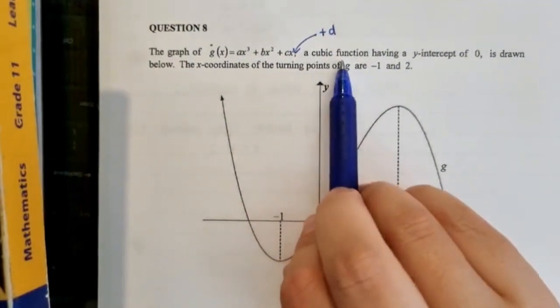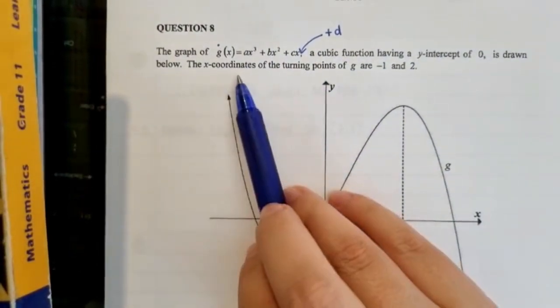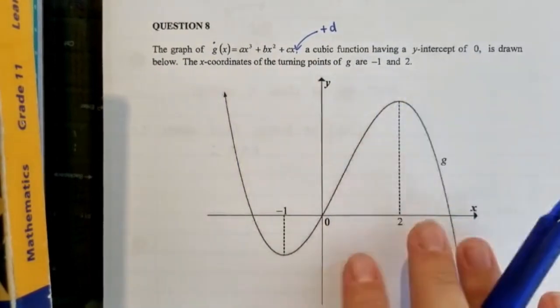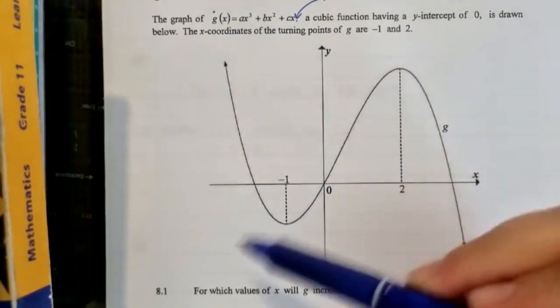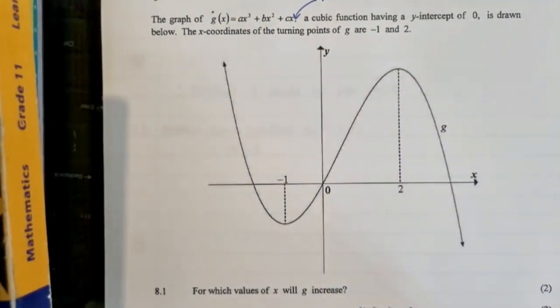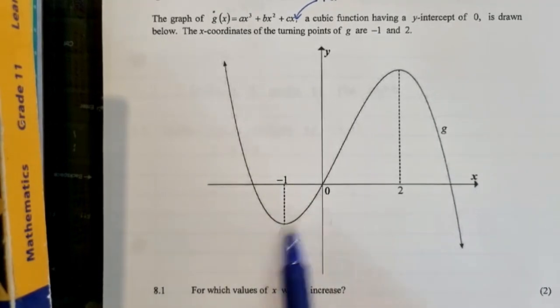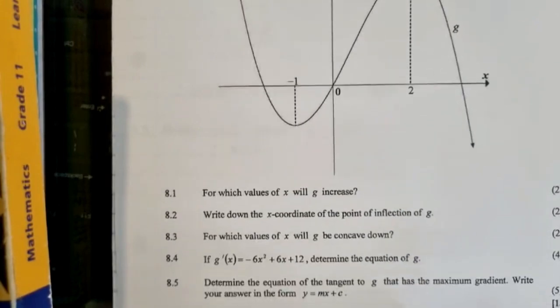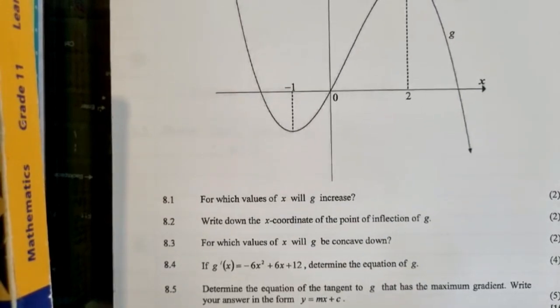Okay, they're saying a cubic function having a y-intercept of 0 is drawn below. The x-coordinates of the turning points of G are -1 and +2. All right, so they've given us the x values of these turning points. They haven't given us the y values, but that's all right. Okay, so this is the x value of the one turning point. That's the x value of the other turning point. 8.1, for which values of x will G increase?